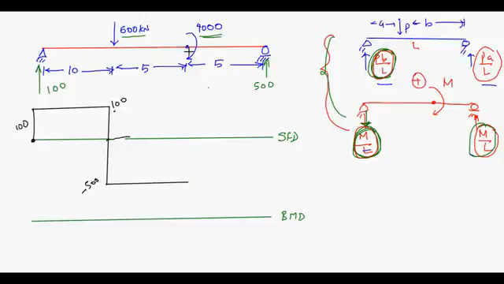Now think about it. Will this moment affect your shear force? It will not. Moment can never affect your shear force. It cannot induce a vertical reaction. So you can simply continue here. As soon as you reach here, you will get this 500 in the upward direction, so you can bring it back to 0.